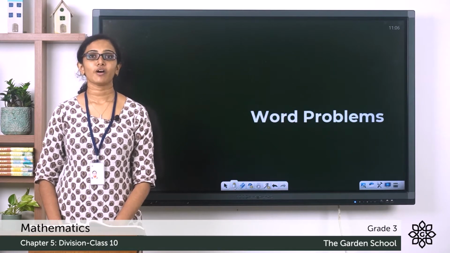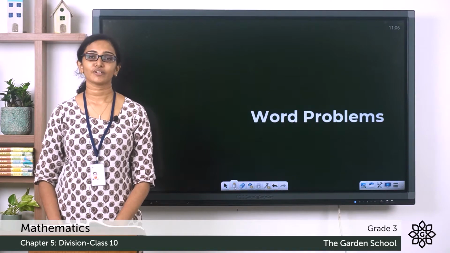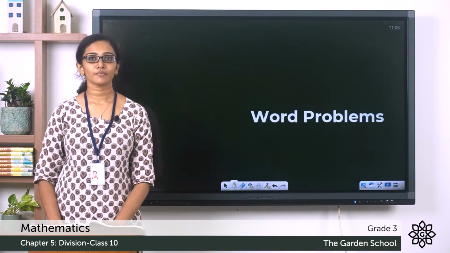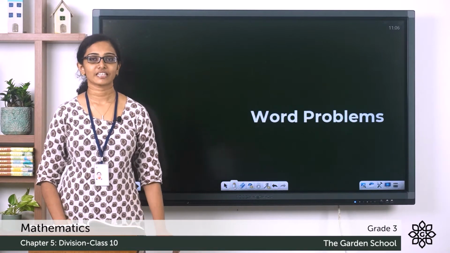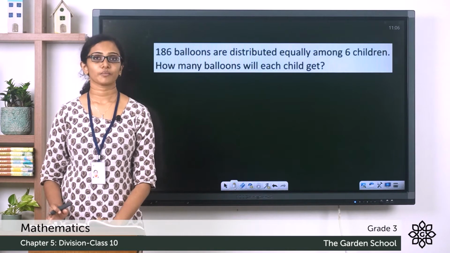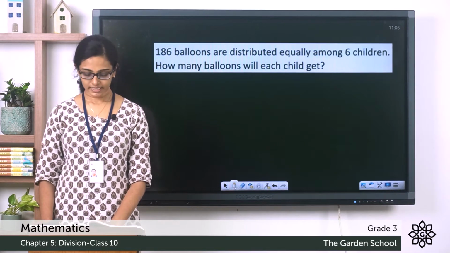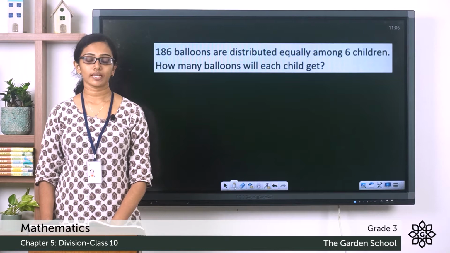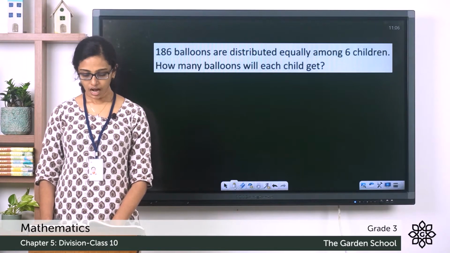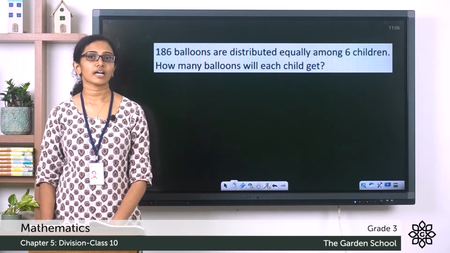We have been learning about division of numbers. Today, let's see a few word problems that involve division of numbers. Look at the question given here. This is from your textbook, page number 79. 186 balloons are distributed equally among 6 children. How many balloons will each child get?